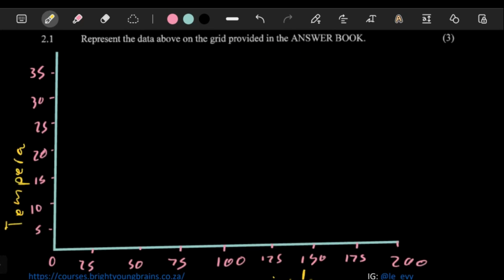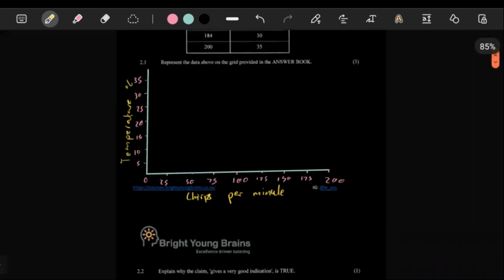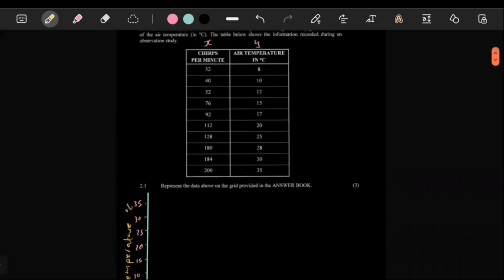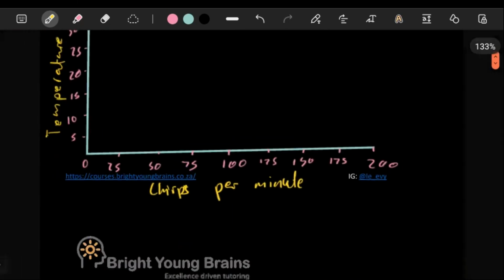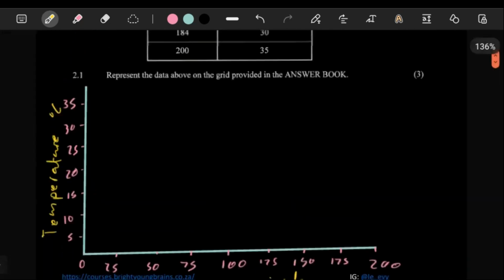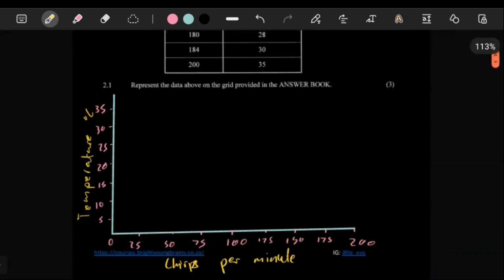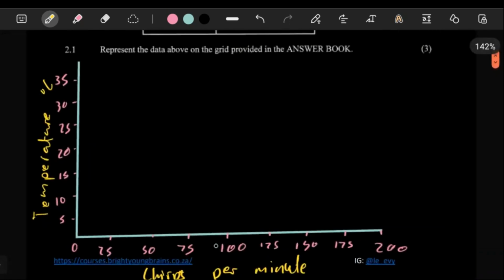Temperature in degrees Celsius. Anyway, so let's see, 8 and 32, rather 32 and 8. So number of chirps is going to be 32. I feel like this scale is rubbish. I'm not liking this scale.